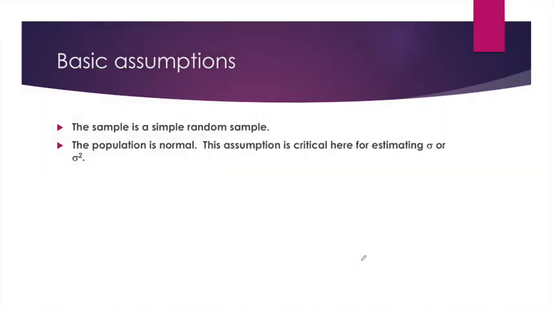So we have to make some assumptions, right? Whereas in the previous section, we assumed that all of our distributions were normal and our sample size was greater than 30. Here we have to assume that our sample is a simple random sample, that the population is normal. And this assumption is critical, okay? These are our two assumptions. Critical in order to be able to estimate our standard deviation, or standard deviation squared, which is the variance.